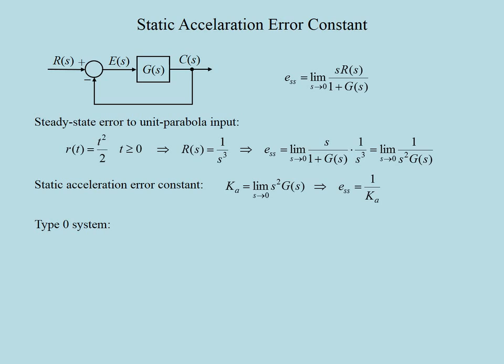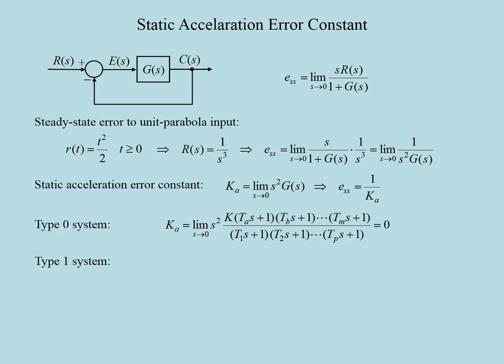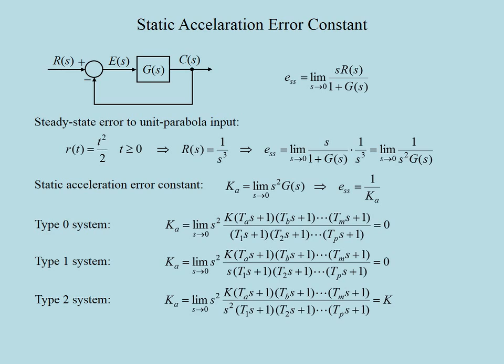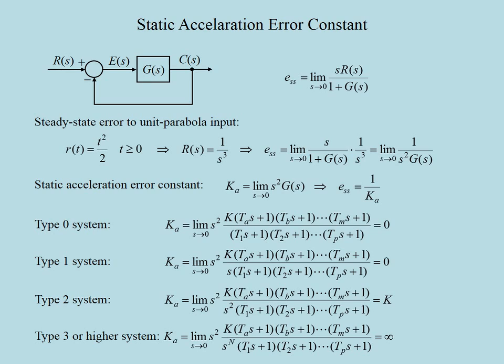For a type 0 system, the acceleration error constant will be 0, and so will it be also for type 1 systems. It takes a type 2 system, that is a transfer function that has 2 poles at the origin, for a non-zero acceleration error constant. And the error constant becomes infinite whenever the type is 3 or larger.